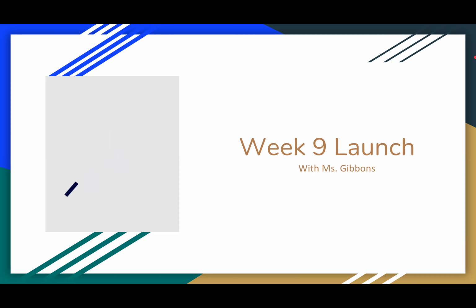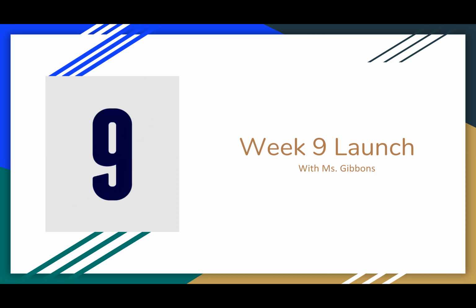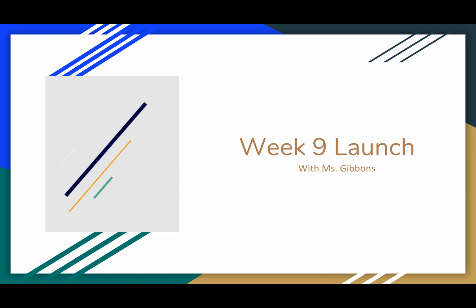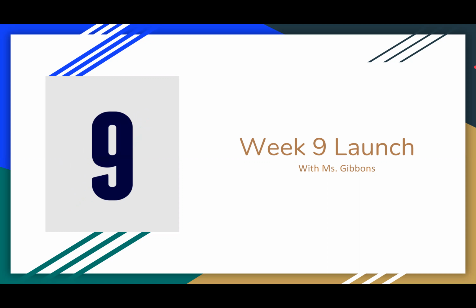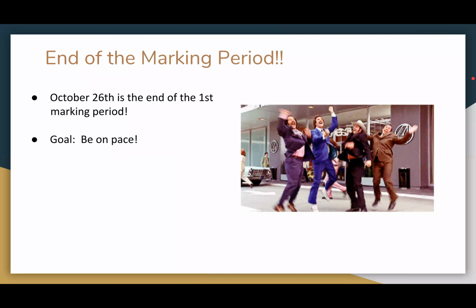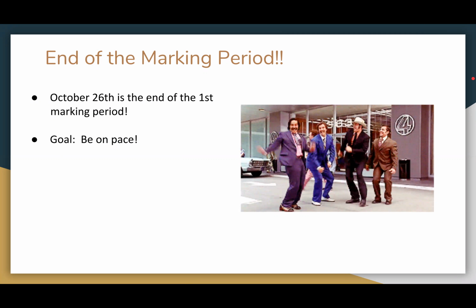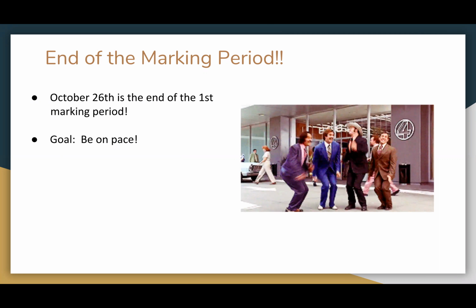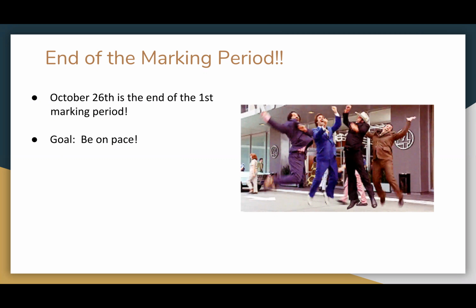I'm combining the two of Modern World and U.S. History for this week because I was out Thursday and Friday and I'm kind of rushing to get this done. So this is just going to be a real quick one just to go over some things. The end of the first marking period is October 26th. That is this Thursday. Your goal should be to be on pace.